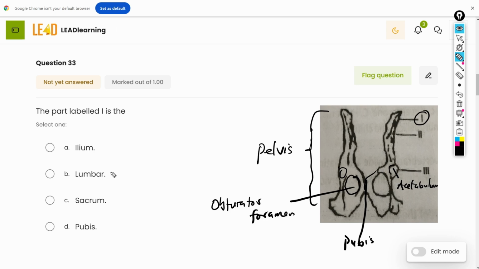is not the lumbar, as the lumbar vertebra is the point of attachment. The lumbar vertebra is around the lower abdominal region, and then the sacrum attaches to the entire pelvis, and then the pubis, I just labeled it here. So our answer is option A, the ilium. That is the name of that process there.